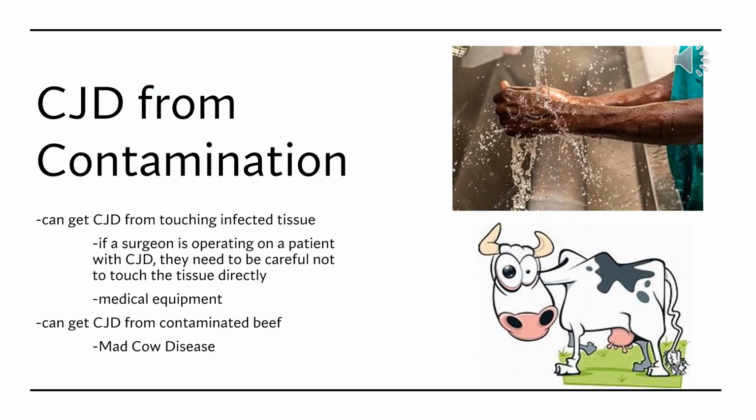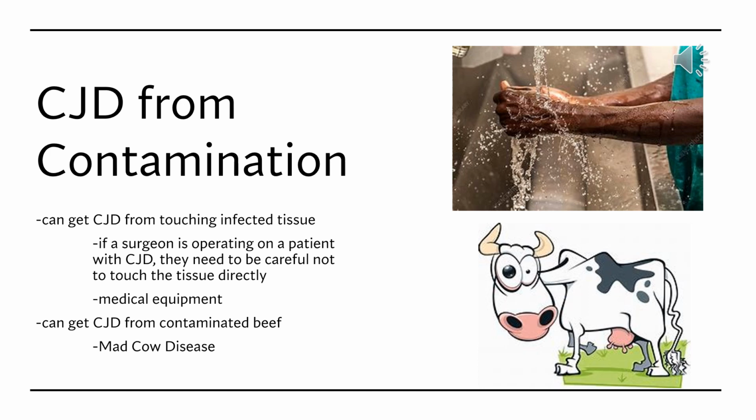CJD from contamination. You can get CJD from touching infected tissue. So for example, if you're a surgeon and you're operating on a patient, and say you have a tear in the glove that you're using and you touch the patient, there is a chance that you have contracted CJD. You can also get it from medical equipment. So if the hospital isn't properly sanitizing or is cross-contaminating a bunch of other medical instruments, then it's possible that a patient can develop CJD.